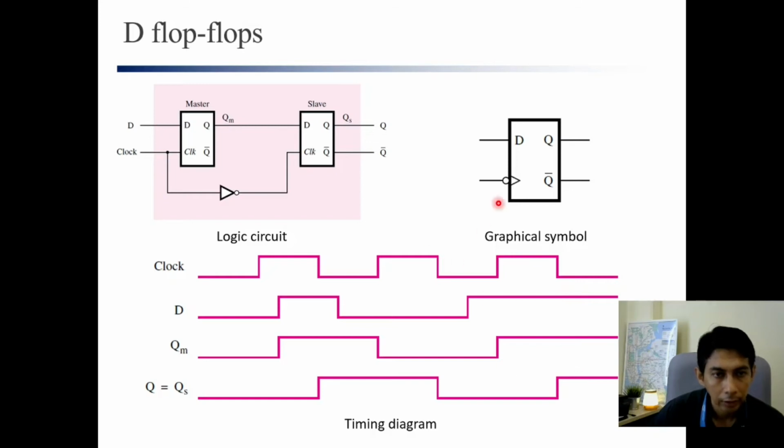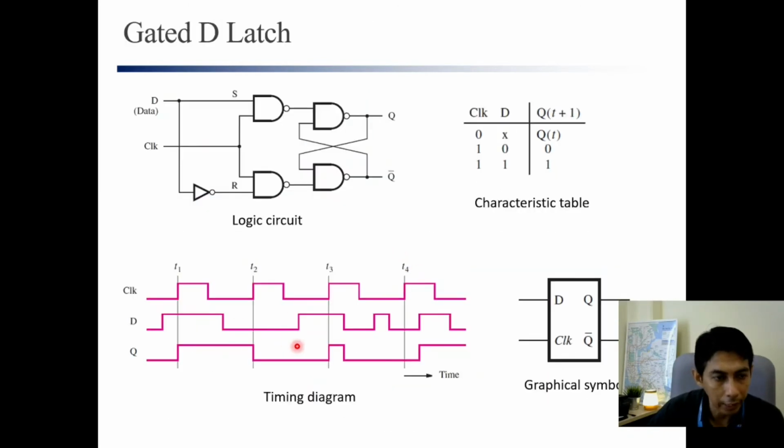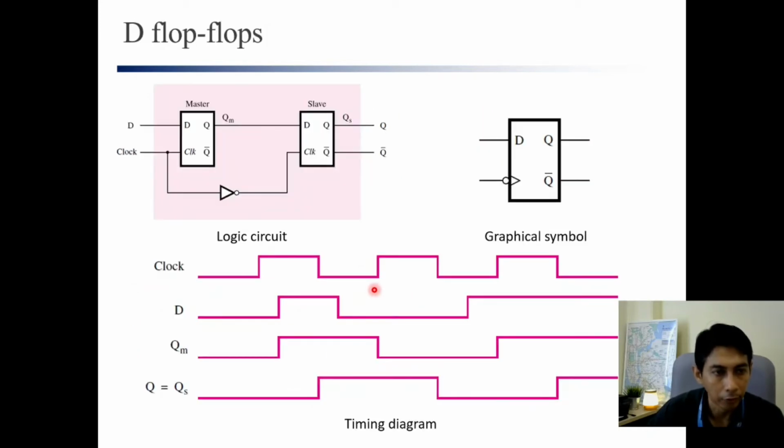All right, so remember the flip-flop is sensitive to the clock edge, and the latch is sensitive to the level of the clock. So whenever the clock is active, the output will change. But for the flip-flop, it will change only at the clock edge, and the symbol is like this.